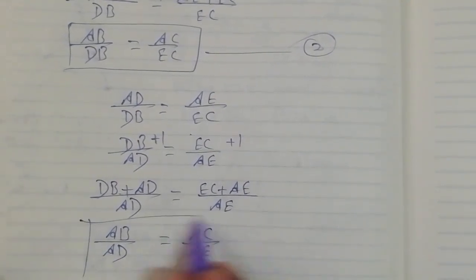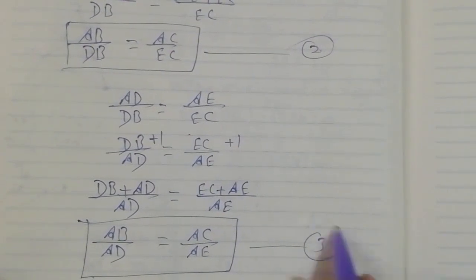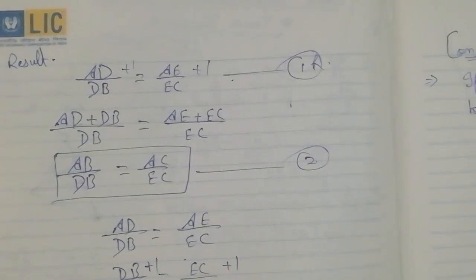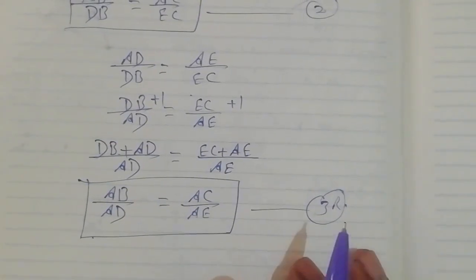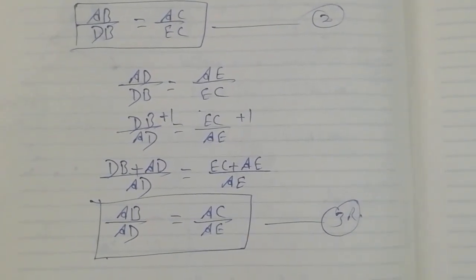So this is our third result. What are the first results? We have the first result, the second result, and this is the third result. So we can take all of them.